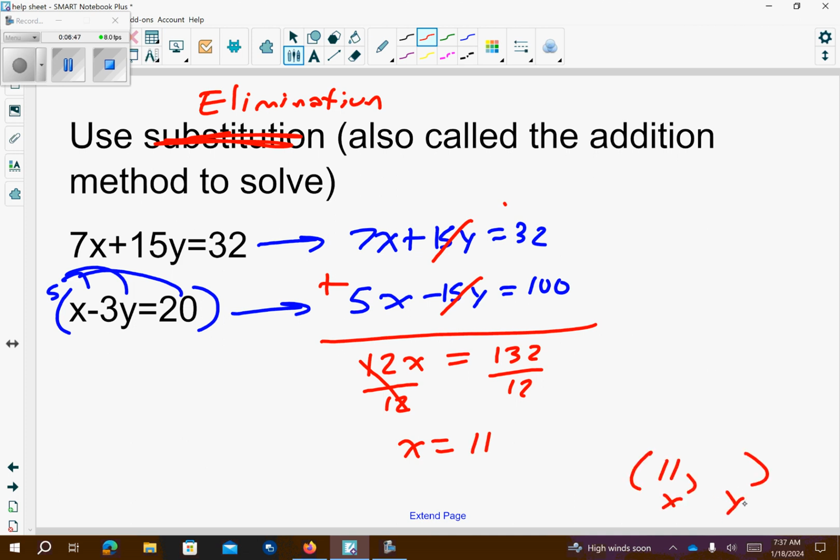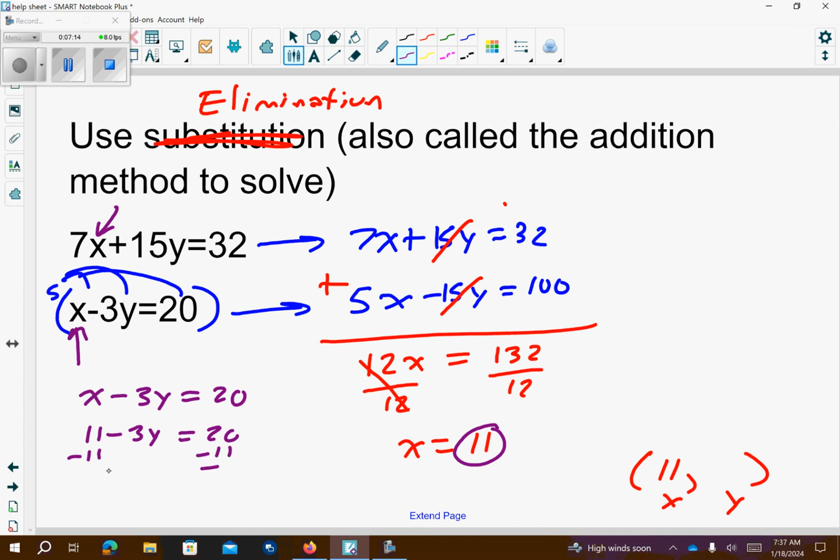Okay, that's only part of the answer. We need to find the y value now. So I'm going to take this x value, this 11, and I'm going to plug it in either to this x or this x here. It'll be the same answer on either one, so you choose which one you want to use. I'm going to choose to use the bottom equation, which was just this. I'm using the original equation, not the modified. So where this x is, I'm going to plug 11 in, and then I'm going to go ahead and solve it.